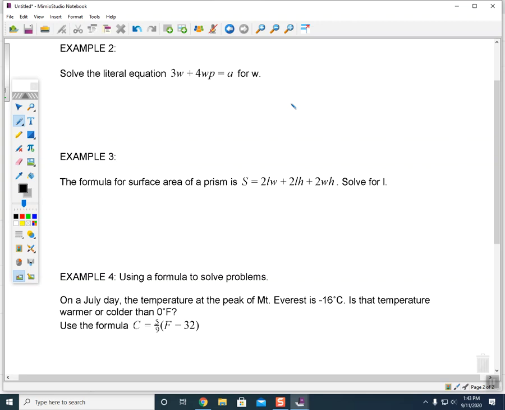So this is what this looks like. I've got 3w plus 4wp on my left-hand side. What's the same in both of these terms? There's a w in both of them. So I can pull the w out. It's going to be w, and then what's left on the inside? I've got 3 plus 4p equals a.